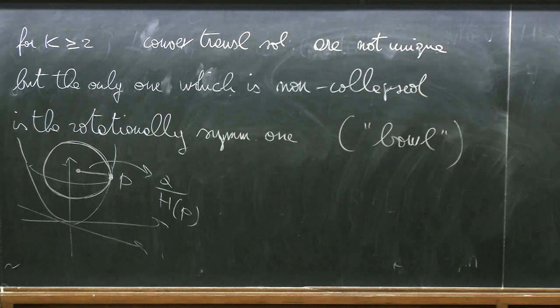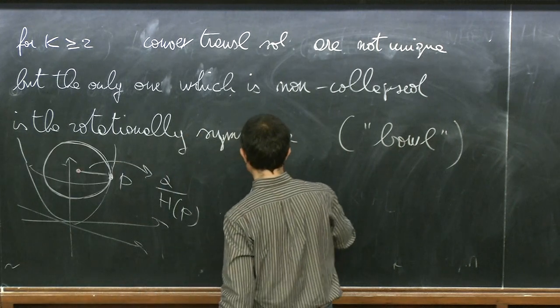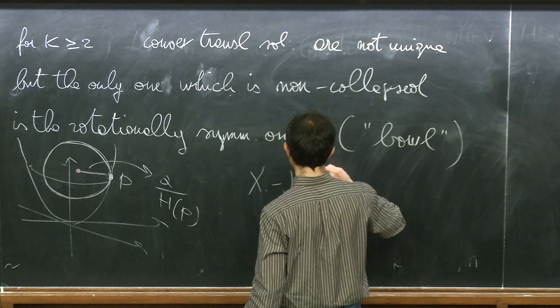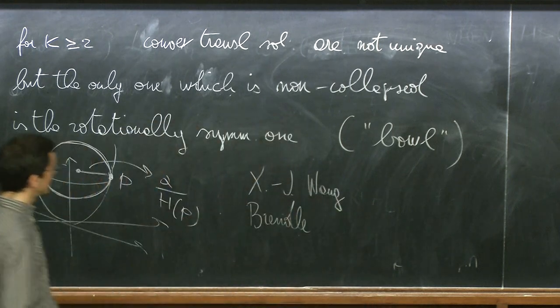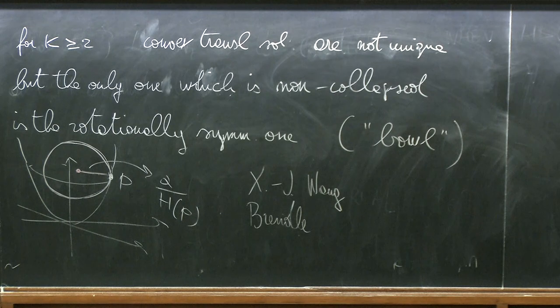The other translating solutions become more narrow in some direction. They become a bit like a product of something like this times something flat, and this gives again collapsing. This was already contained in a paper by Xu-Jia Wang. And more recently, there is a result by Simon Brendle showing this in a more explicit and precise way.